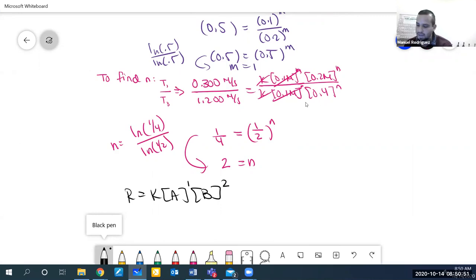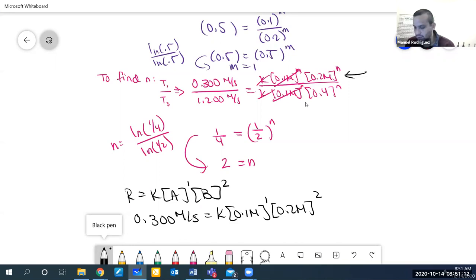So I'm going to pick that trial because I can just see it. My table is so far away. So the R was 0.300 molar over seconds. That will equal K times A, which is 0.1 molar to the first power, times B, which is 0.2 molar to the second power. So then K will be 0.3 molar over seconds, divided by 0.1 molar times 0.2 molar squared.